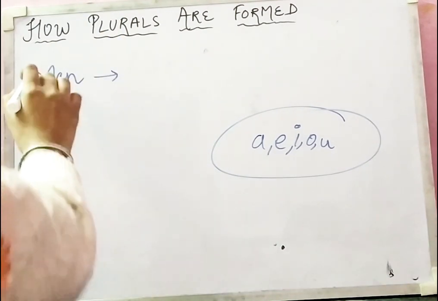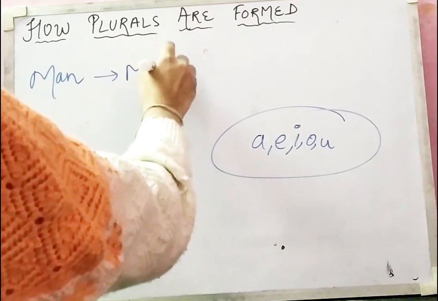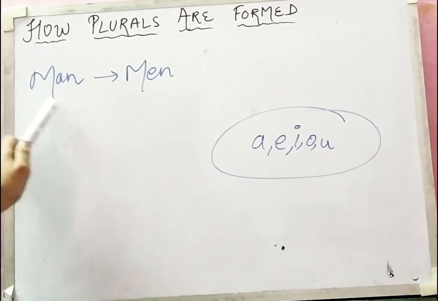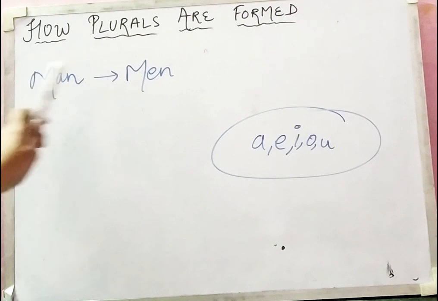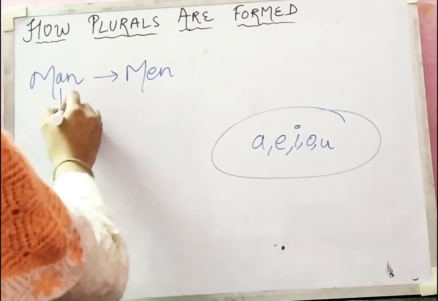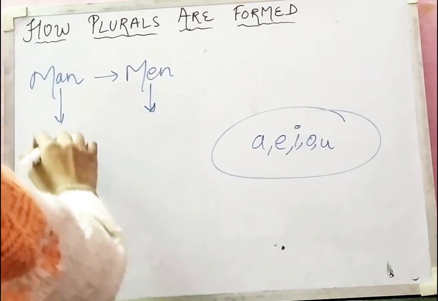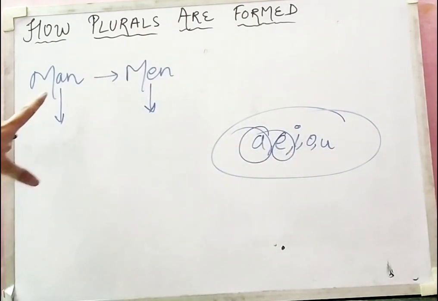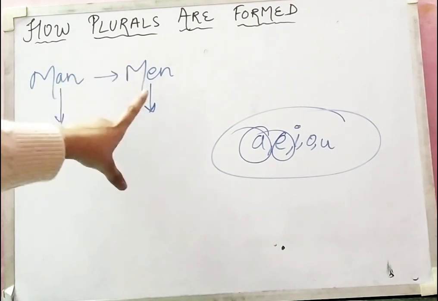Means the plural of man will be men. There is a difference in pronunciation. That is, man is spelled as man and men is spelled as men. Means here we have changed this vowel into E. You all know that this is also a vowel and this is also a vowel. We have changed this inner vowel to make it a plural.